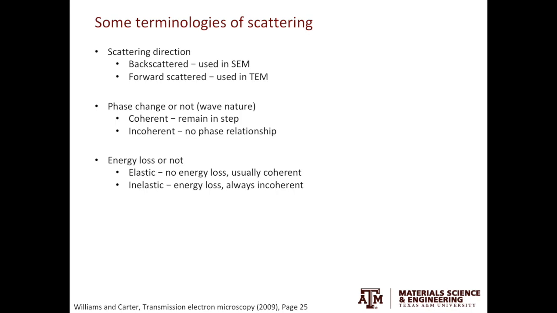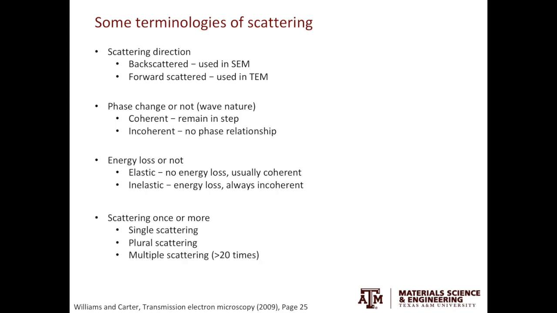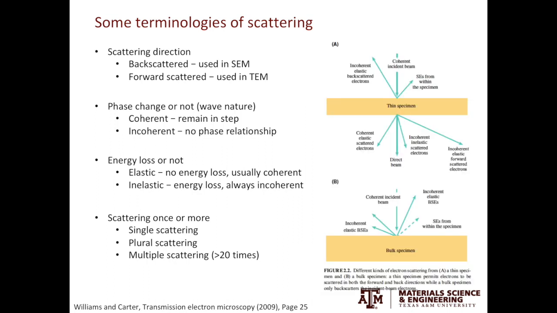We can also look at how many times the scattering events happen within the specimen. Single scattering, as the name suggests, has only one scattering event. Scattering more than once is called plural scattering, and more than 20 times is called multiple scattering. This figure is taken from the Williams and Carter book, and it nicely summarizes the scattering events inside electron microscopes.